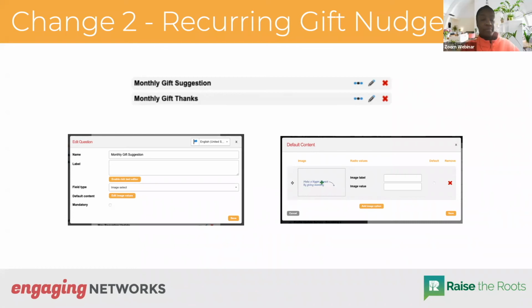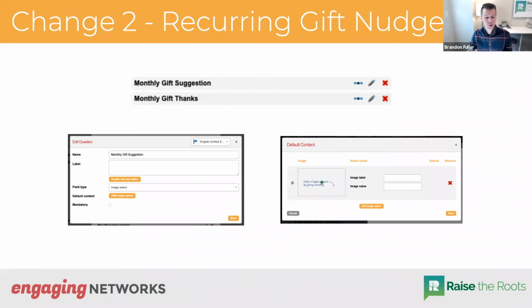So when you're creating a question, you can choose what is the type of question. Is it going to be a drop-down select? Is it going to be a little radio? Is it just going to be a text field? And one of the options is an image select. And that's where people can actually choose pictures instead of choosing from a drop-down.